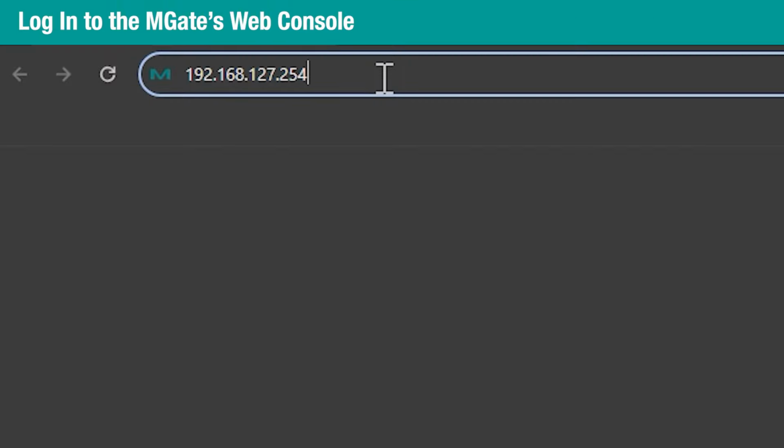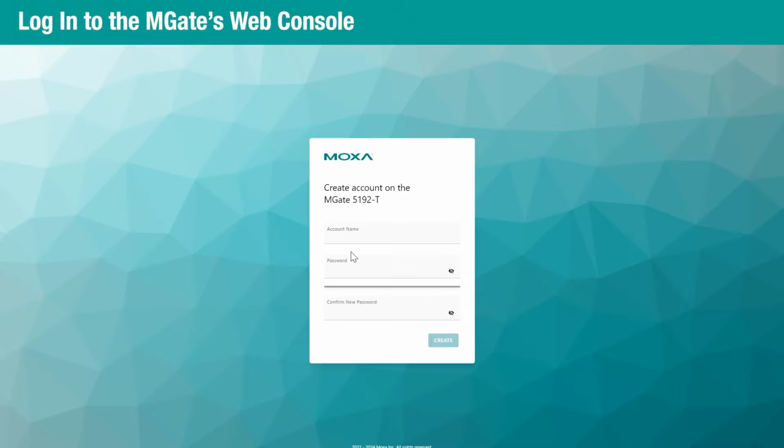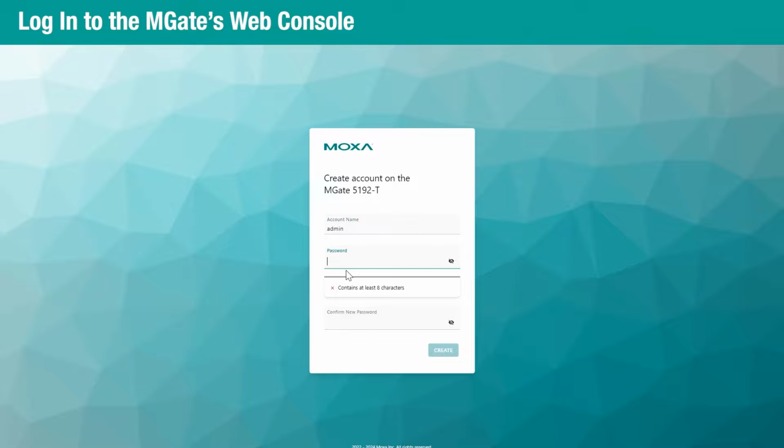To get started, we'll need to log into the MGate's web console. By default, the IP address is 192.168.127.254. When you connect to the MGate for the first time, you will need to create an administrator account name and a password that is at least 8 characters long.